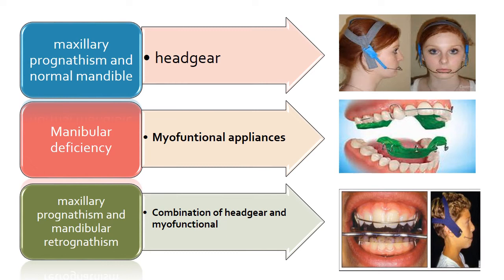If the patient has maxillary prognathism and a normal mandible, we should consider using the headgear to restrain the maxillary growth, both horizontally and vertically, depending on the force applied to the maxilla. And if the patient has normal maxillary growth but a deficiency in the mandible, so he will have a retruded or small mandible, we should consider using myofunctional appliances to encourage and redirect the growth of the mandible in a more anterior direction. We have different types of myofunctional appliances like the monoblock, the Herbst, the Twin Block, and so forth.